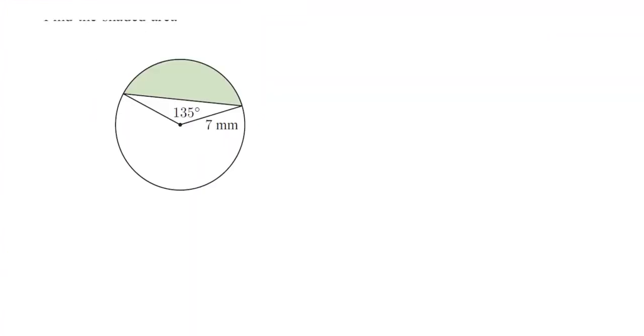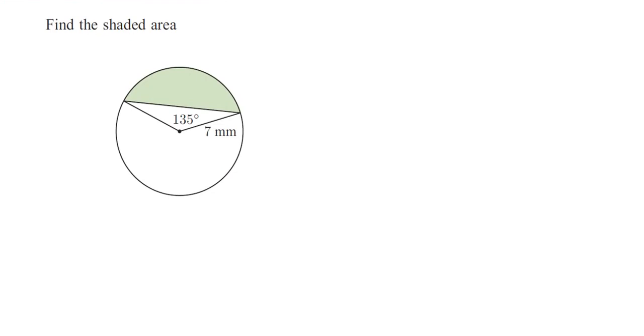So for this one, we are given a section of a circle. There is a chord cutting it. So we have a sector area there. We have to find what that shaded area is. Pause the video now to have a go.